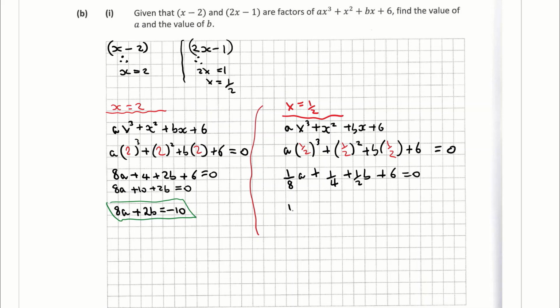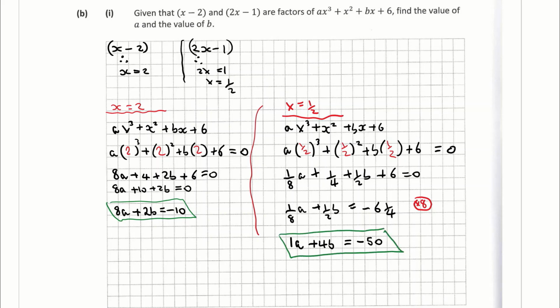Tidying that up, I get 1/8 a plus a half b, and that is going to equal 6 plus a quarter, 6 1/4, which is equal to minus 6 1/4. I now need to get rid of those fractions. So I have an 8, a 2, and a 4. What can we multiply across by? We're going to get our common denominator of 8, so I'm going to multiply across by 8 to get rid of the fractions. An 8 by 8 is 1a. A half by 8 is 4. And 6 1/4 by 8 is 50. And there is my second equation in terms of a and b.